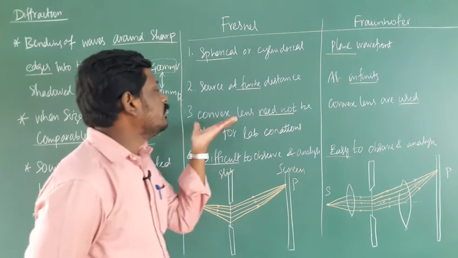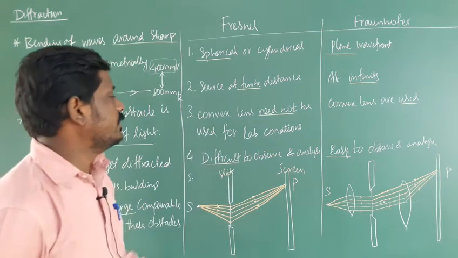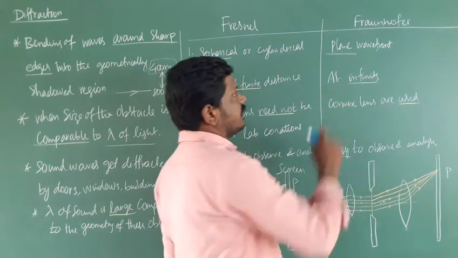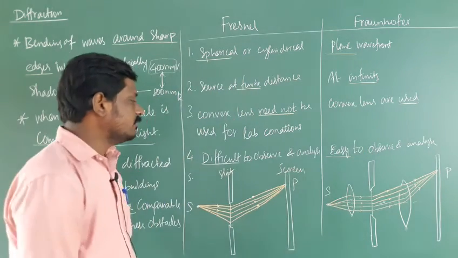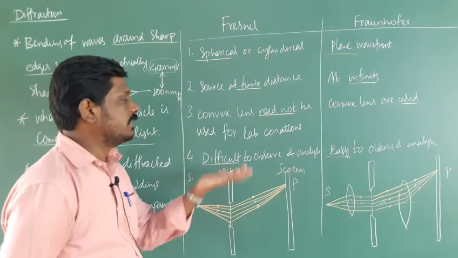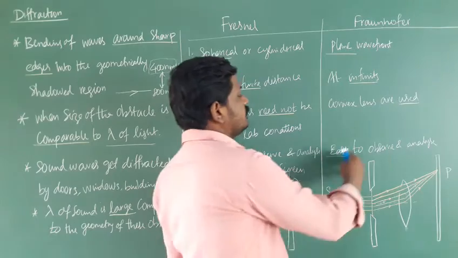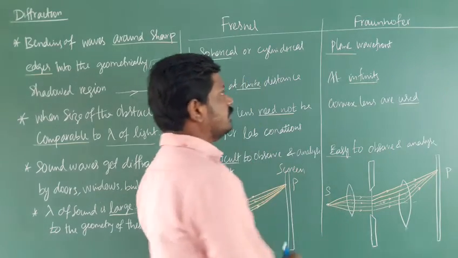There is no need of a convex lens for Fresnel diffraction in lab conditions. There is a need of a convex lens for Fraunhofer diffraction. Fresnel diffraction is difficult to observe and analyze, so it is easier to observe and analyze in the case of Fraunhofer diffraction.